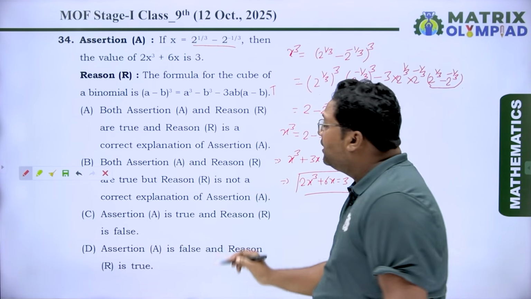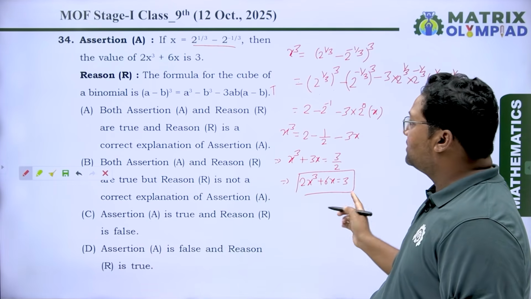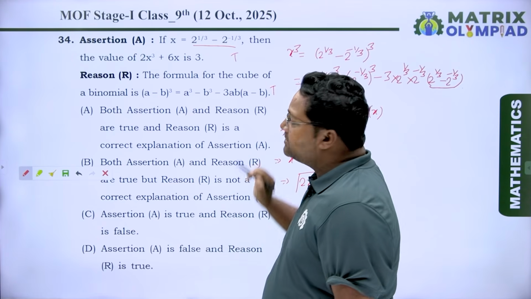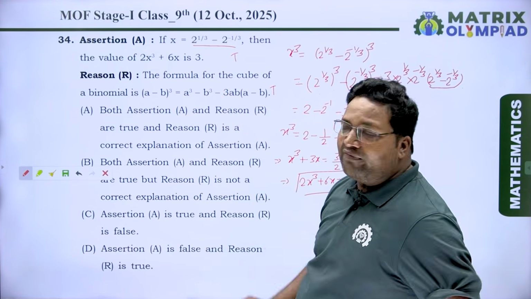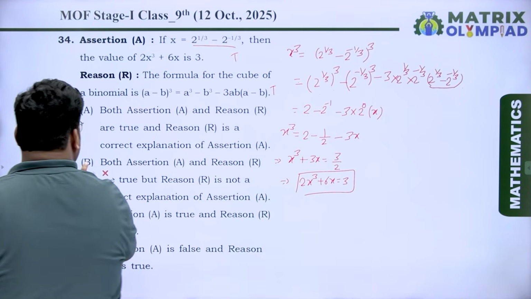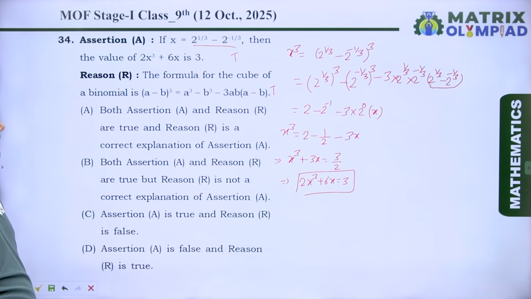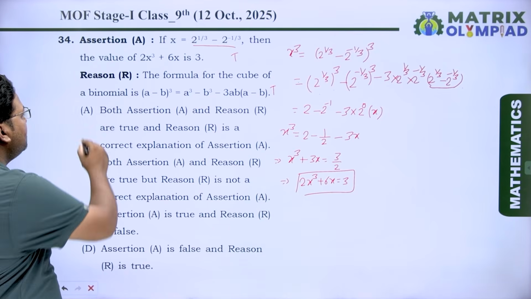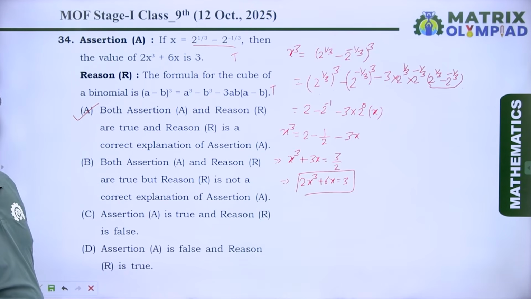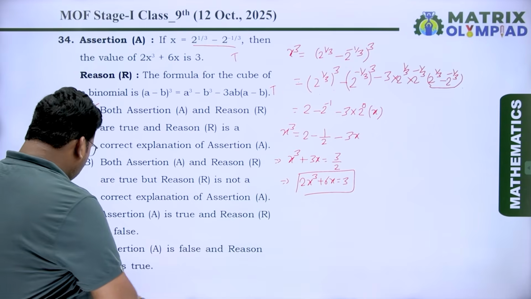So here you can see the value of 2x cube plus 6x equal to 3. So it means the assertion is given and the reason is also true, and this is the true explanation of assertion. So our answer is both assertion and reason are true, and reason R is the correct explanation of assertion A. So option A will be the correct answer. Now coming to the next question.